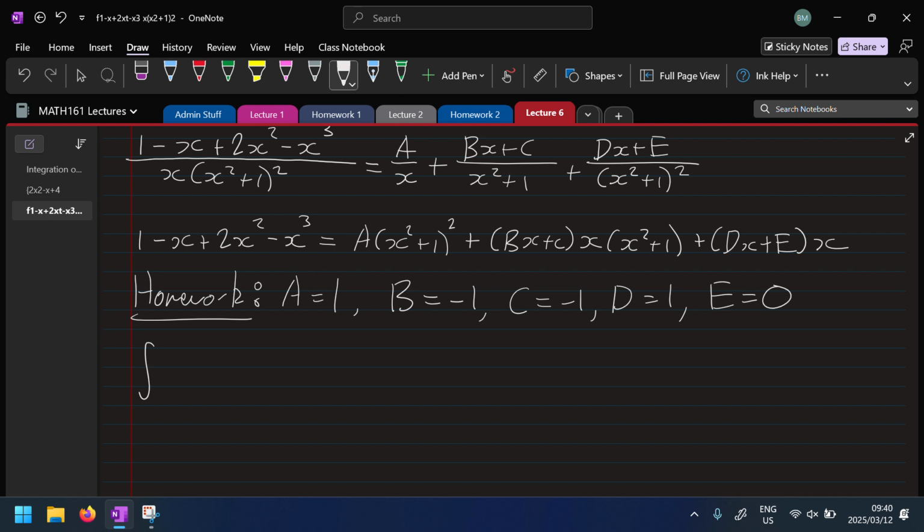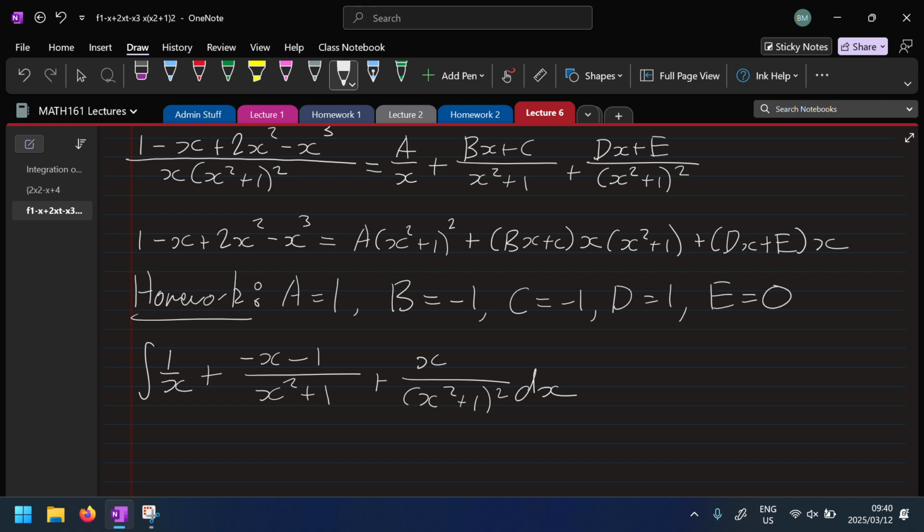Okay, but let's get back to the integral. So we have the integral. A, we know, B, C, D, E. We all know that, so we can substitute and then figure out the integration. So we have 1 over x plus, B is minus 1, C is minus 1, so we're going to have minus x minus 1 over x squared plus 1. D is 1 and E is 0, so we can leave that out. So that's going to be plus x over x squared plus 1 squared.